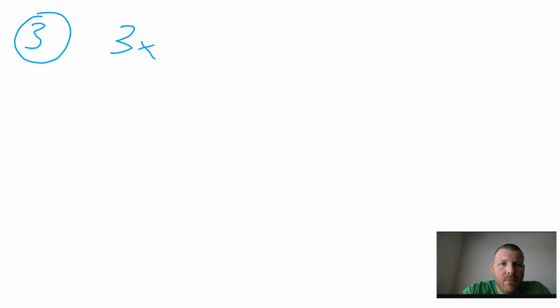All right, we've got one more to look at, and it is called a binomial times a binomial. Binomial meaning 2 terms times 2 terms. So this is number 3: 3x minus 2 times 4x plus 3.